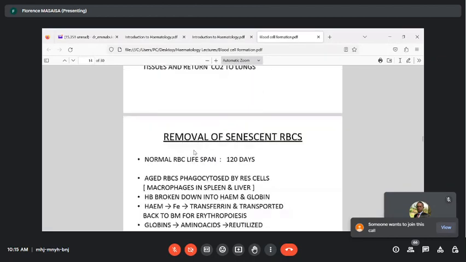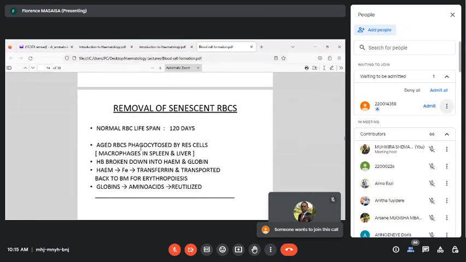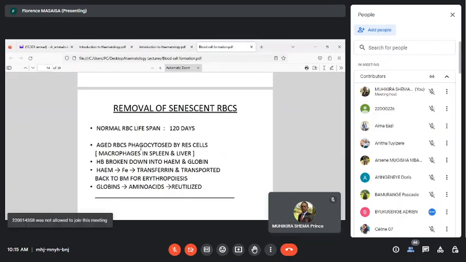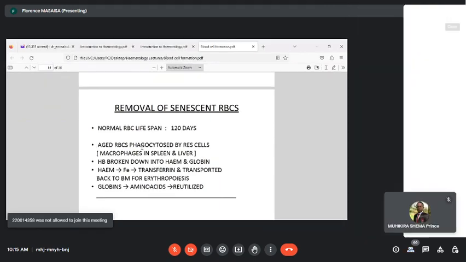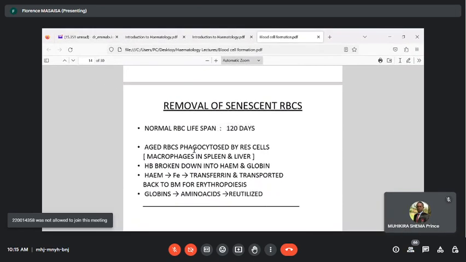So we have said that the normal lifespan of red blood cells is 120 days. After these 120 days, the cells which are old are phagocytosed by the reticuloendothelial cells, the macrophages in the spleen and the liver. So what will be going on? Hemoglobin will be broken into heme and globin. Heme will be broken down into iron, and iron will be taken by the transferrin.